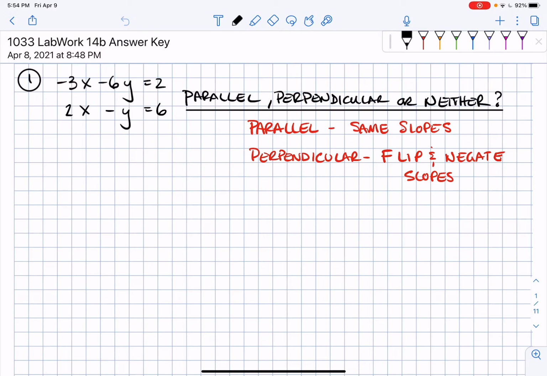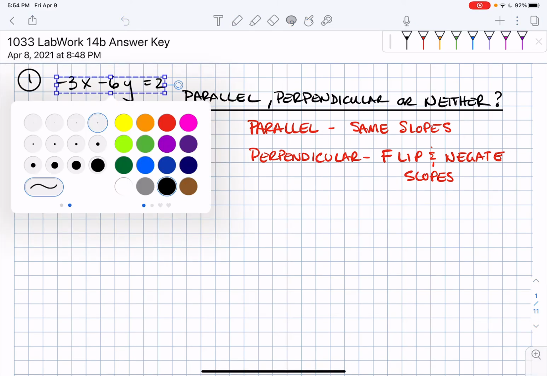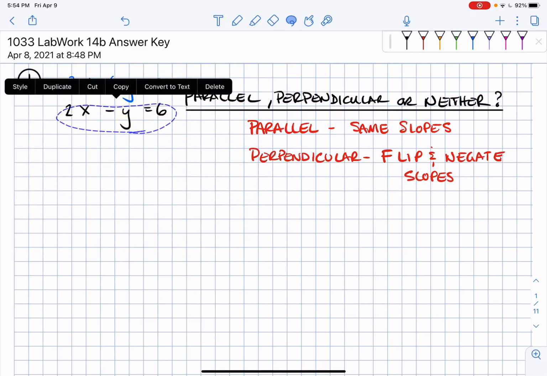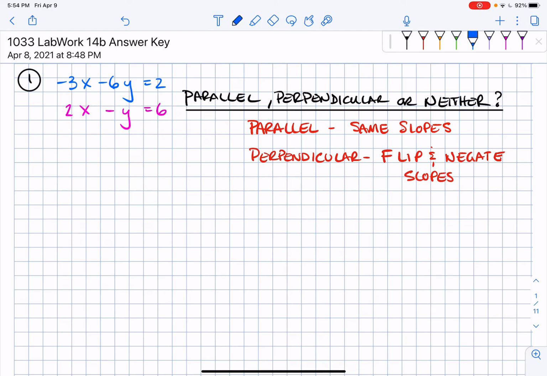So what I'm going to do right now is I'm going to go ahead and change into different colors so that I can differentiate them. All right, so the best thing to do is get it to the slope-intercept form, which would be y equals mx plus b, because when I get the y by itself, I'll know what the slope is, okay?